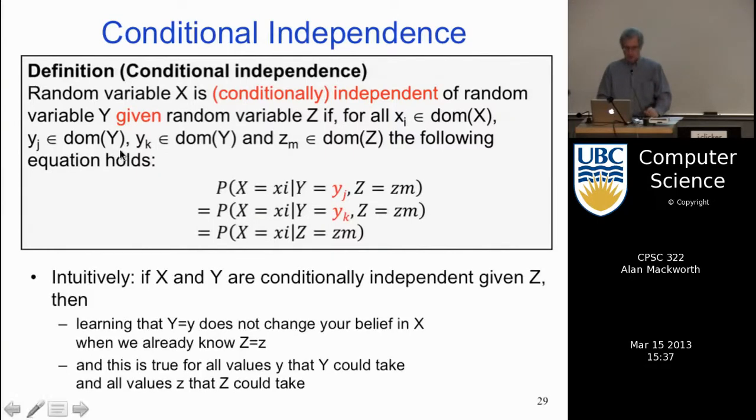So intuitively, x and y are conditionally independent given z if learning y equals y does not change your belief in x when we already know z, the third variable we're conditioning on. I'm telling you the second value y. And that has to, again, be true for all values of y it could take, and all values of z it could take. So don't get tripped up by that. You have to make sure it's true for all values of y and z.